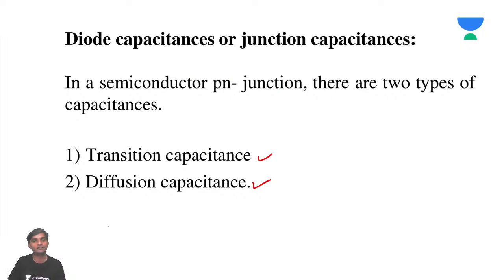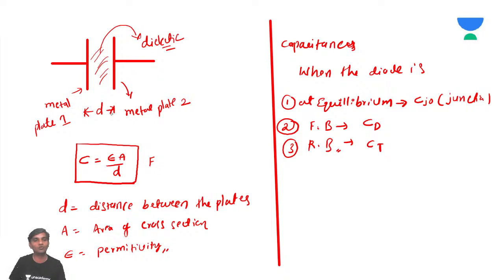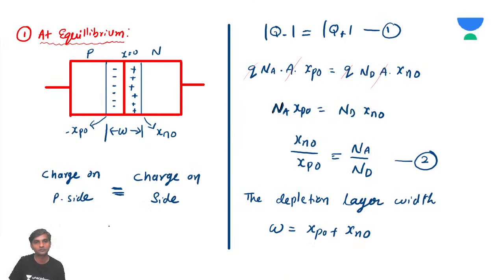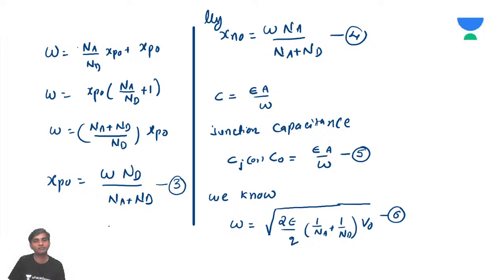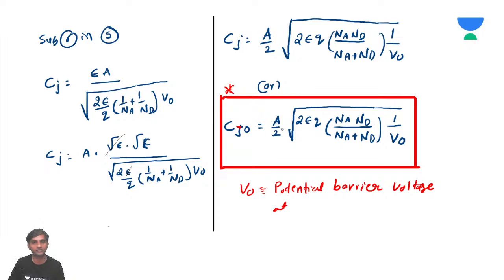So we have diode capacitances: transition capacitance and diffusion capacitance. Now we have seen what a capacitor is. The diode at equilibrium, and when it is forward biased, we call it diffusion capacitance, and then we have transition capacitance. At equilibrium, we have seen Cj naught, which is going to be A by 2 square root of 2 epsilon q into Na Nd by Na plus Nd into 1 by V naught, where V naught is the barrier potential voltage.